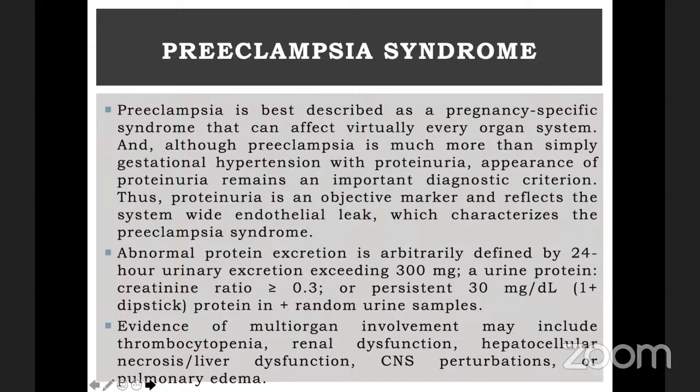Abnormal protein excretion is arbitrarily defined by 24-hour urinary excretion exceeding 300 milligrams, a urine protein creatinine ratio greater than or equal to 0.3, or persistent 30 milligram per deciliter, 1 plus dipstick protein in positive random urine samples. Evidence of multi-organ involvement would include thrombocytopenia, renal dysfunction, hepatocellular necrosis, liver dysfunction, CNS perturbations, or pulmonary edema.